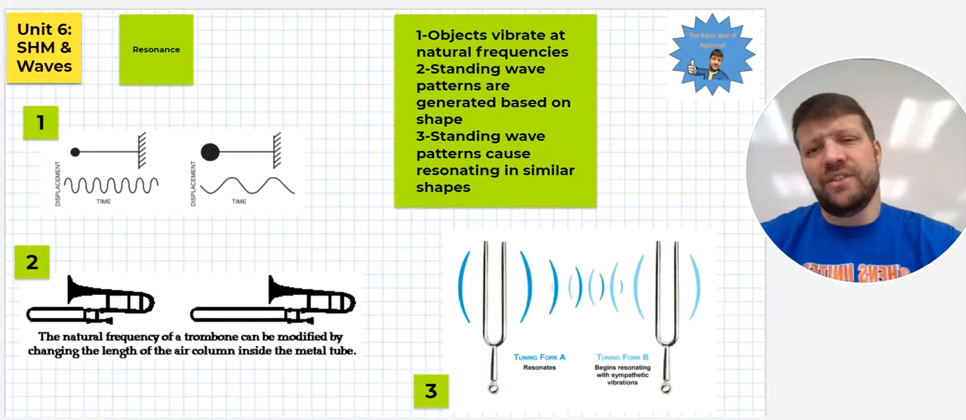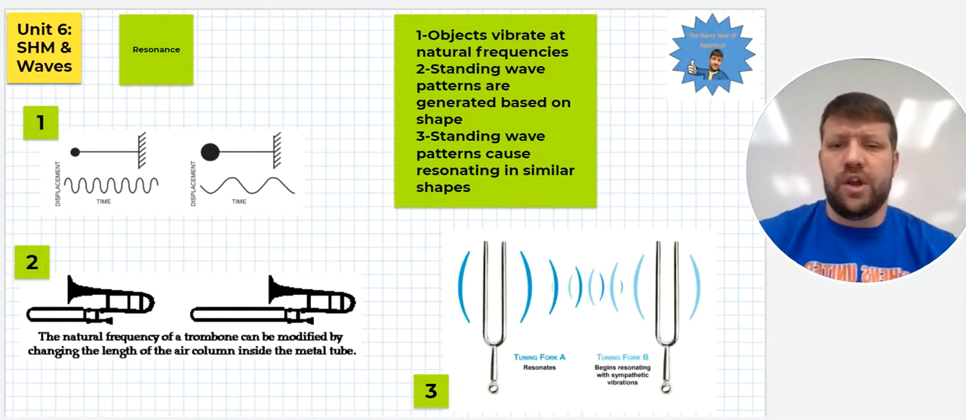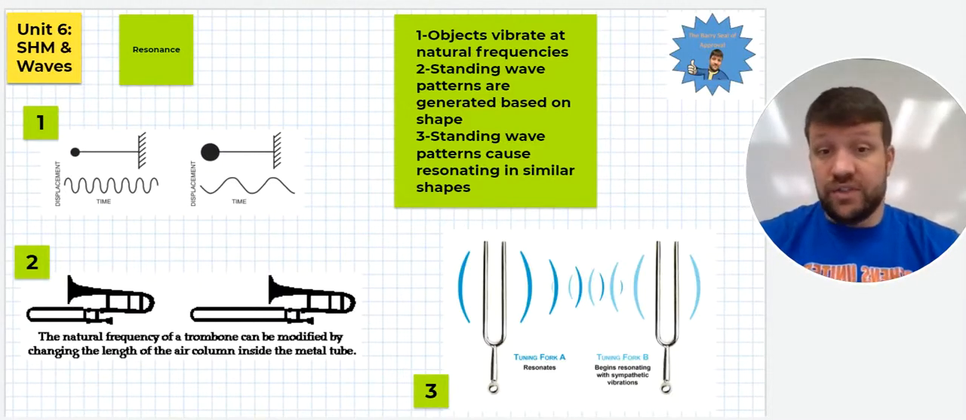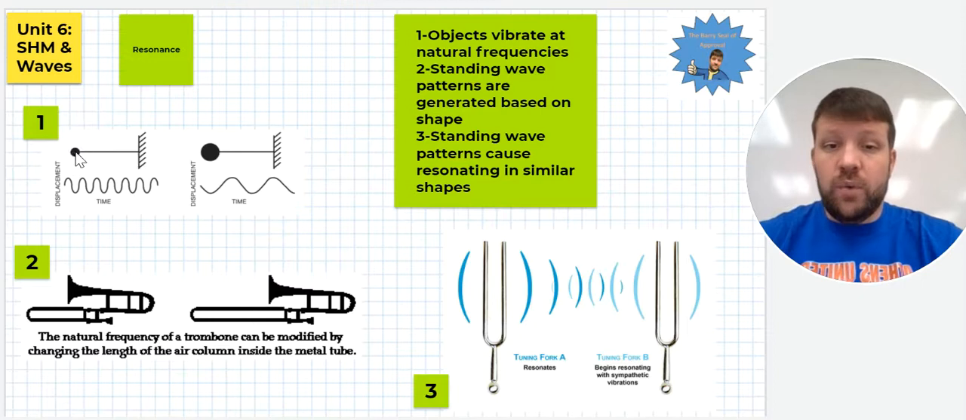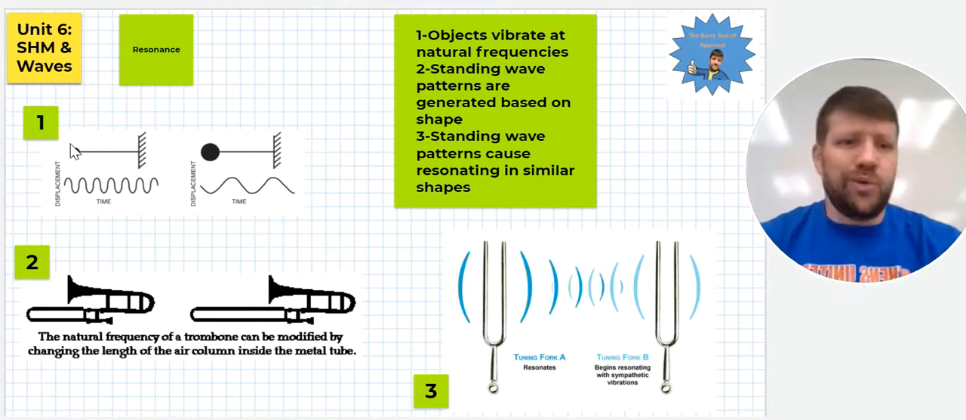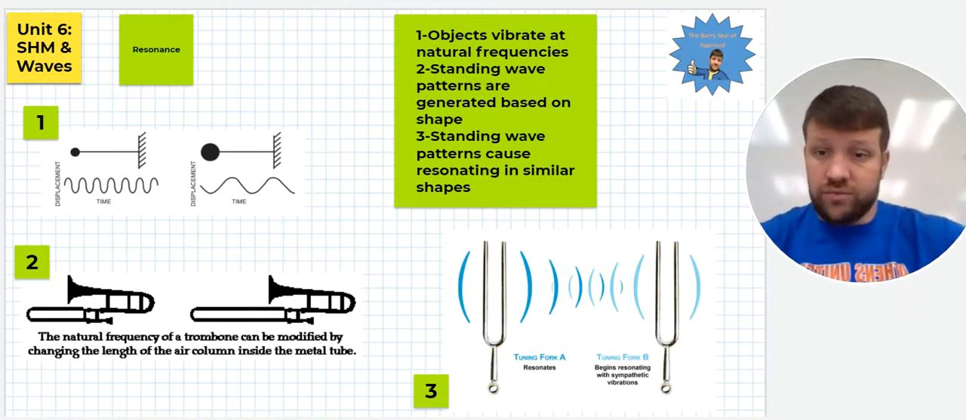All right, resonance. Now, this is a tough one, so we got kind of a 3-step thing going on here. So I'm going to use each of these different images to help show you exactly what's going on. We're going to start right up here, where we have just an object attached to the wall that if you went up to it and you just kind of hit it a little bit, like a doorstop or something like that, it would vibrate, right?